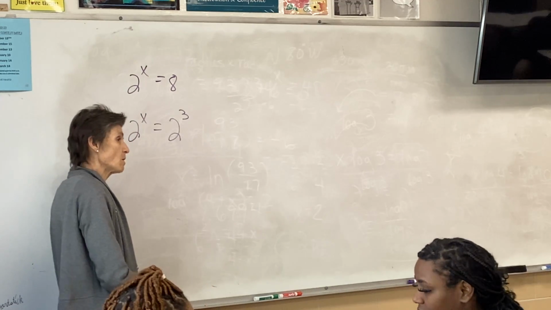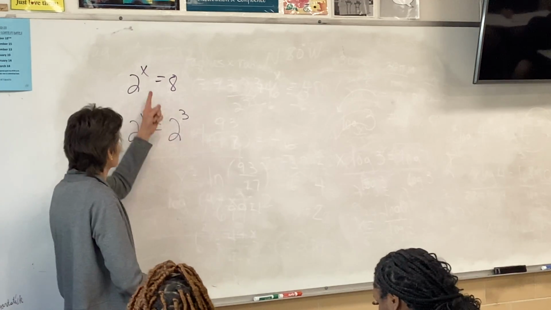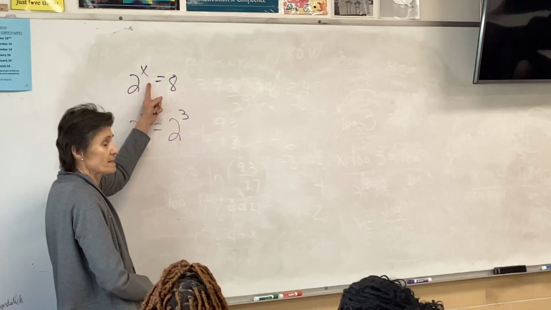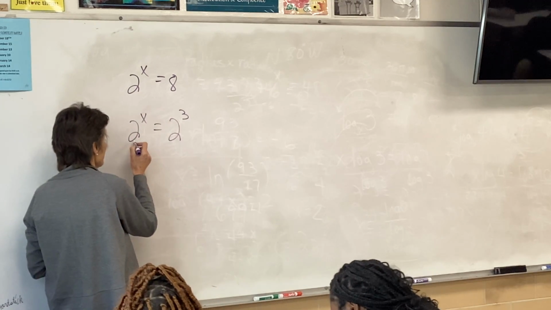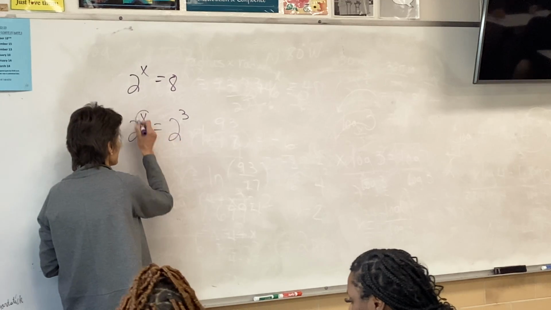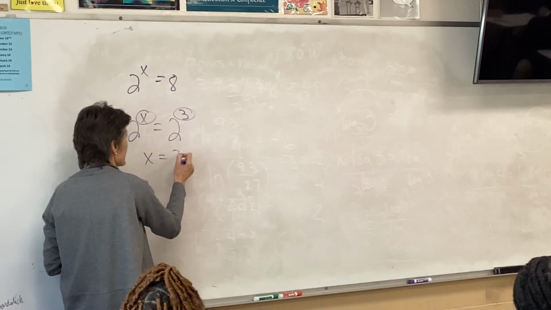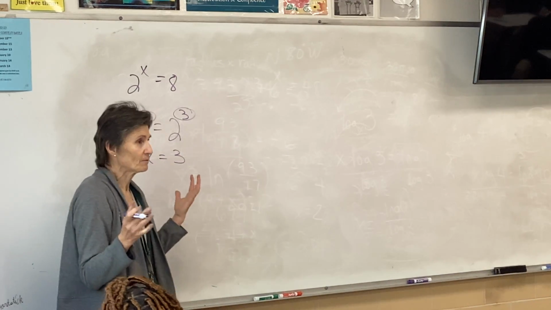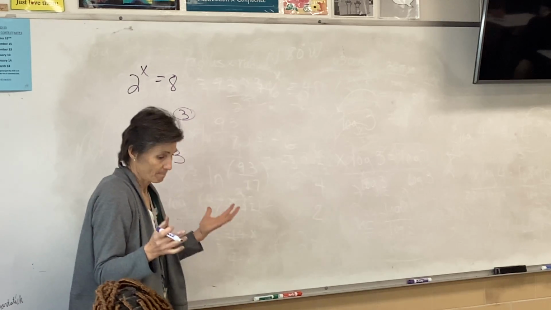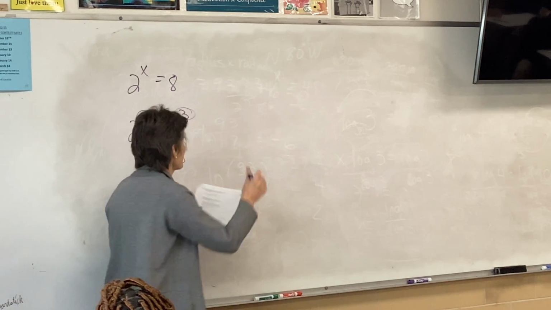So one way to solve an exponential equation, that is an equation where the variable is the exponent, is to make both sides have the same base, because then the exponents have to be equal. Doesn't that make perfectly good sense? Yeah. So let's look at the next one.